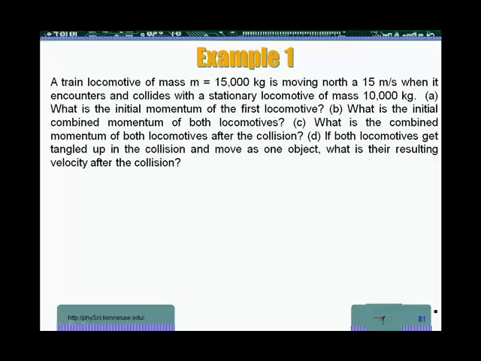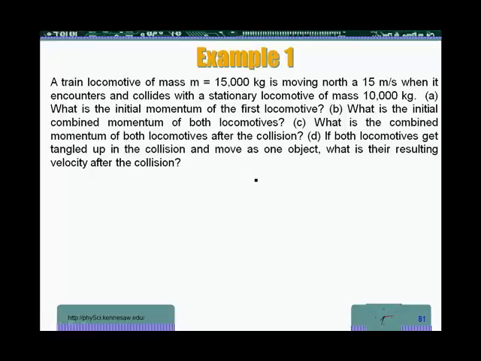In this recording, we'll work on a few examples. Okay, let's start with this one. So we have a train locomotive of a mass of 15,000 kilograms. It is moving north at 15 meters per second when it encounters and collides with a stationary locomotive of a lesser mass of 10,000 kilograms. The first question is, what is the initial momentum of the first locomotive?